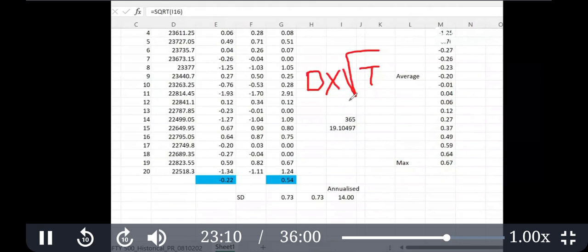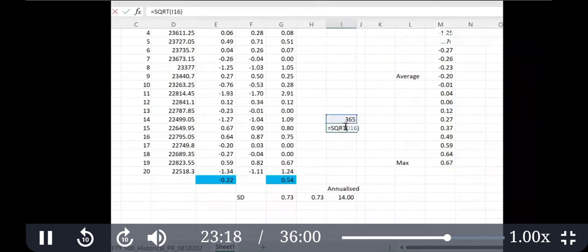So it is 19.1. Now please note, in books, on YouTube, everywhere, they take the square root of 252 days instead of 365. You may ask why they are taking 252. Because in a year there are around 250 trading days, since Saturday and Sunday are holidays. So that's why they take 252.